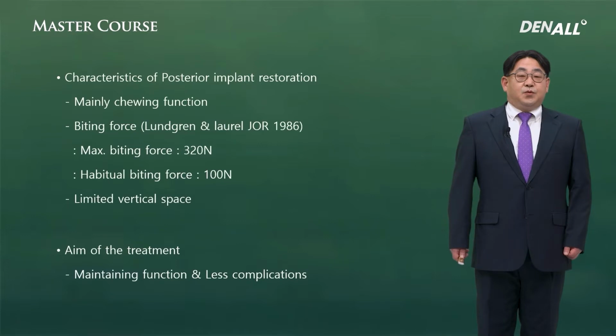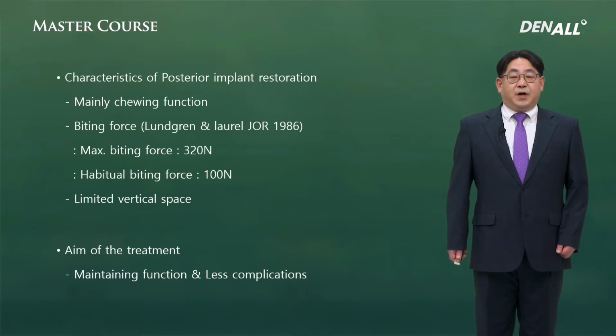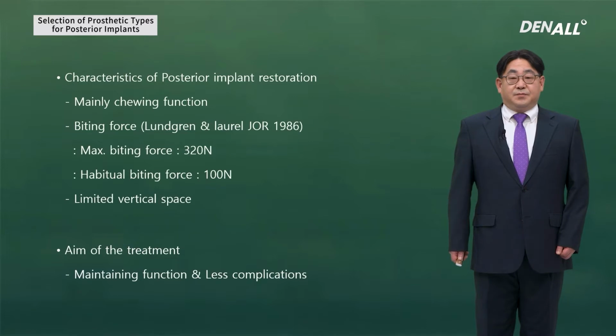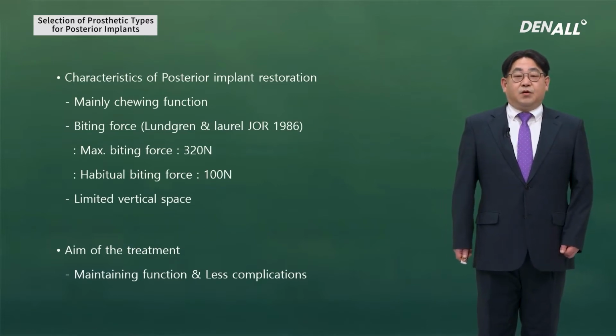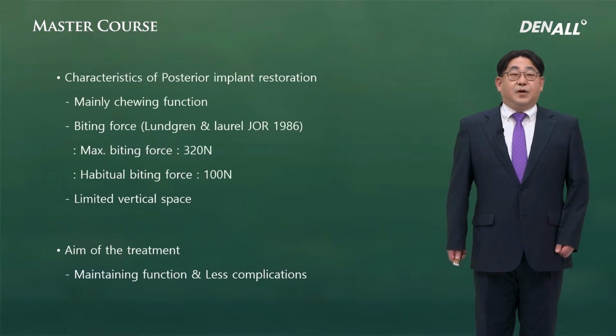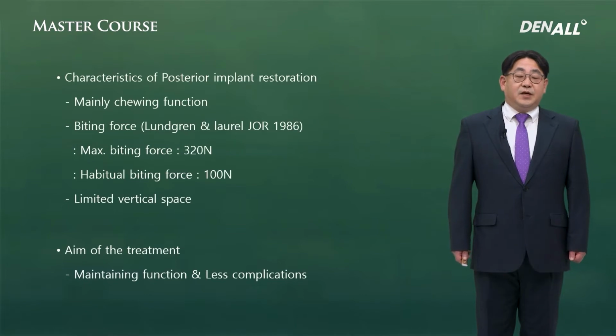Let me quote the research by Lundgren and Laurel. They report that the maximum unilateral masticatory force is 320 newtons. On the other hand, the habitual masticatory force is 100 newtons, about 32% of that of maximum masticatory force. Another trait of the posterior area is that it does not have a lot of space for restoration. The ultimate goal of posterior restoration is to maintain the function of the posterior area and to minimize complications.